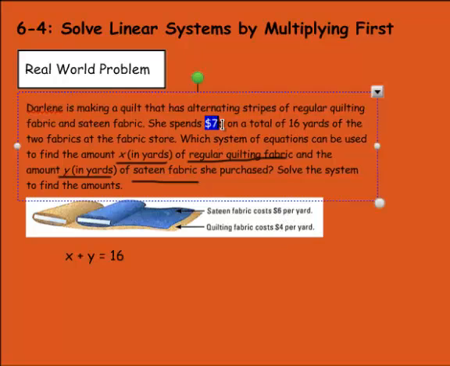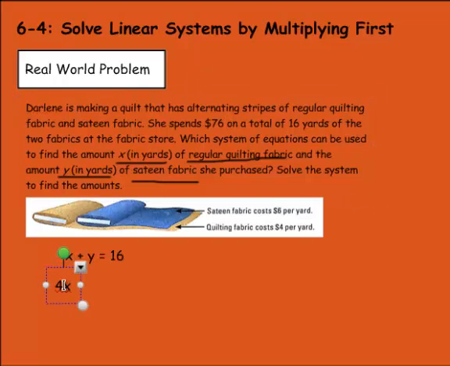Now I see that the quilting costs $4 per yard, the sateen costs $6 per yard, and she spends a total of 76. So therefore I would write 4x because it's $4 per yard, plus 6y because it's $6 per yard of sateen, and that equals the $76. Here are my two equations.